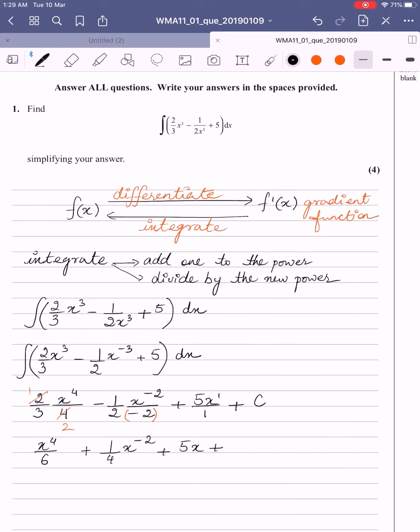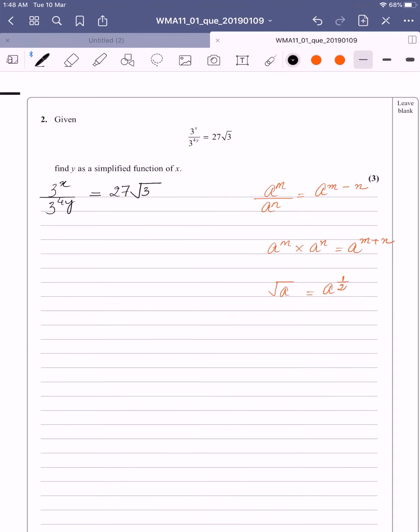We can rewrite this as 1 upon 6 x to the power of 4 plus 1 upon 4 x squared. When the negative power of x squared was moved to the denominator, it became positive x squared. Plus 5x plus c, and that's the final answer for this question.